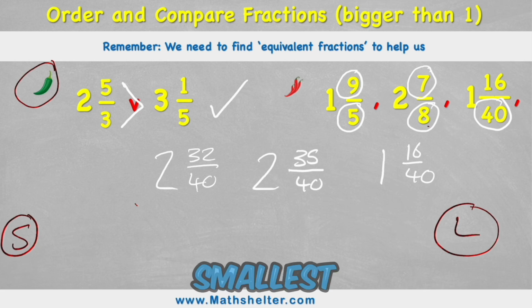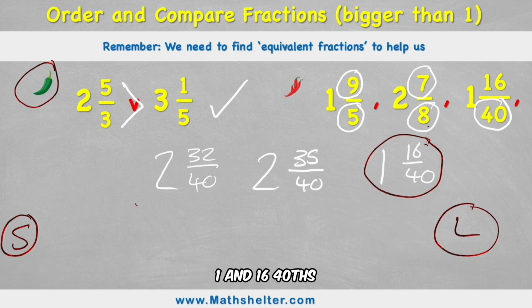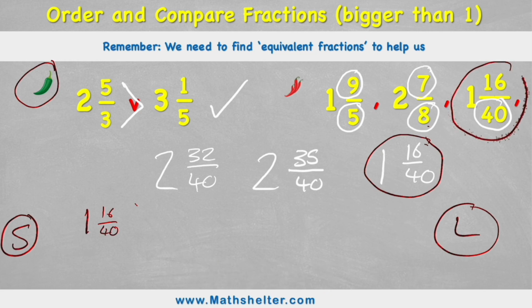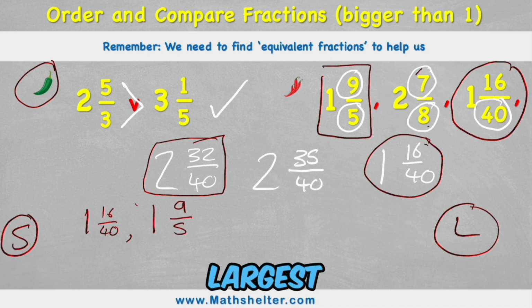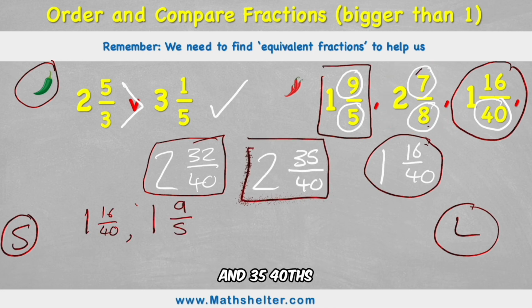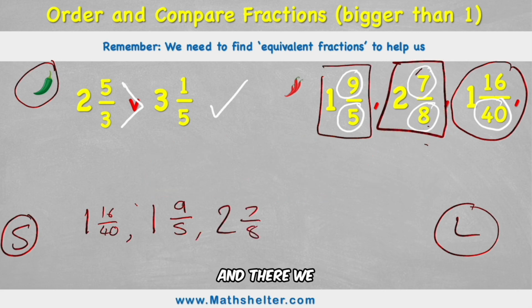And I can see that my smallest is obviously 1 and 16/40 because I still only have one whole, which is the original fraction. And then my second smallest is going to be the first one here, 2 and 32/40, which was originally 1 and 9/5. And then finally the largest one was this center one, 2 and 35/40, or in other words, 2 and 7/8. And there we go. That has just ordered my fractions from smallest to largest using all the skills required.